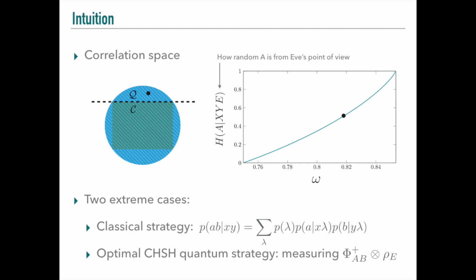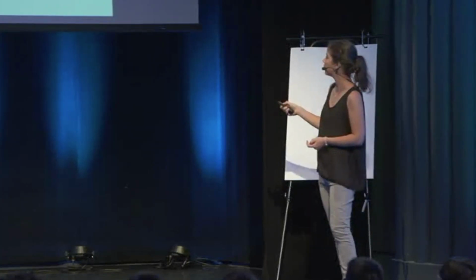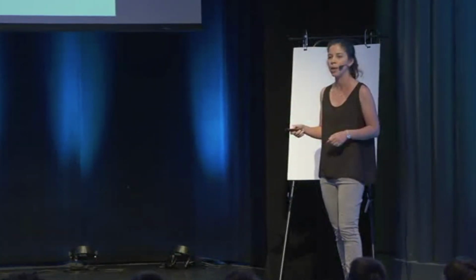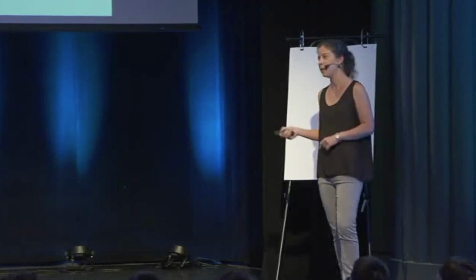Getting again slightly more technical. If we want to quantify these statements, we can choose some measure of uncertainty, a certain entropy. So this is the von Neumann entropy, and basically this describes how random Alice's output, A, is from the point of view of Eve. E is Eve's quantum system, and X, Y are the inputs for the game that Alice and Bob are choosing.